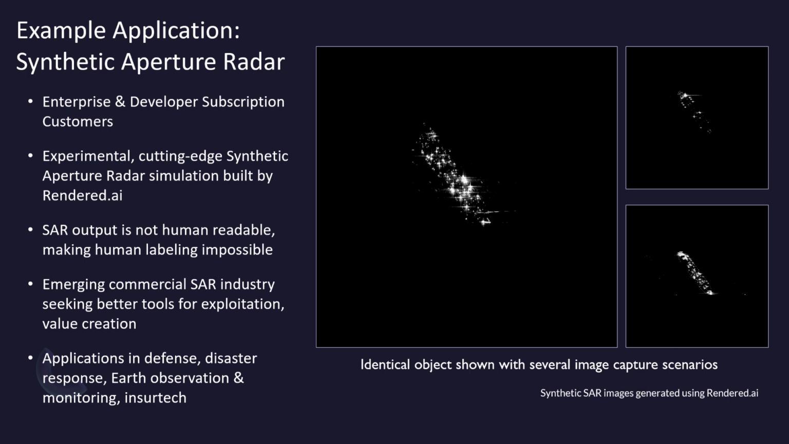But one thing about SAR is that it is not human readable. So human labeling can be pretty much impossible. And having synthetic labeled SAR is ideal for training algorithms to search the large amounts of SAR information that are being collected today.